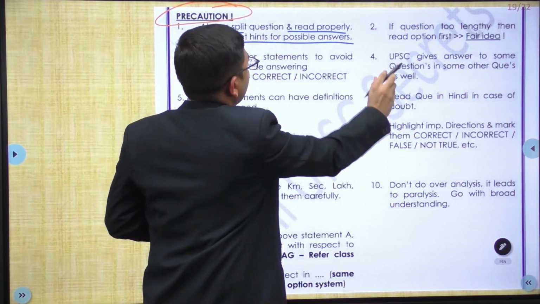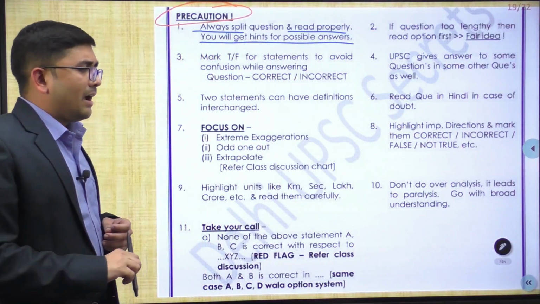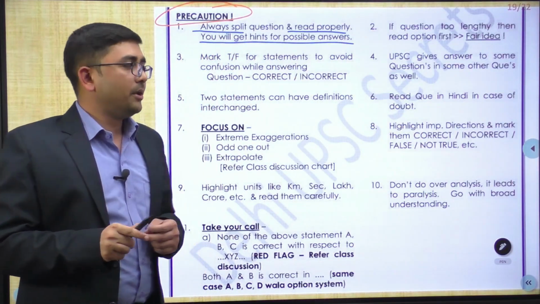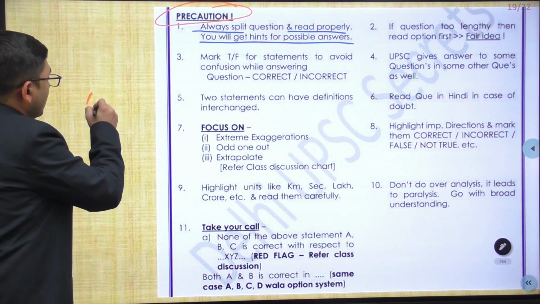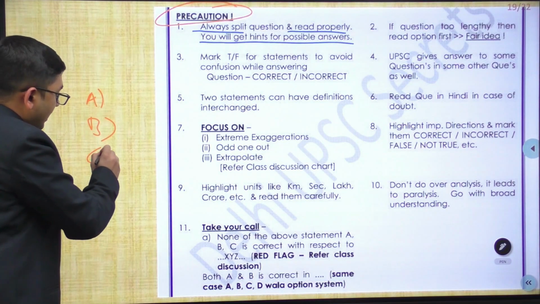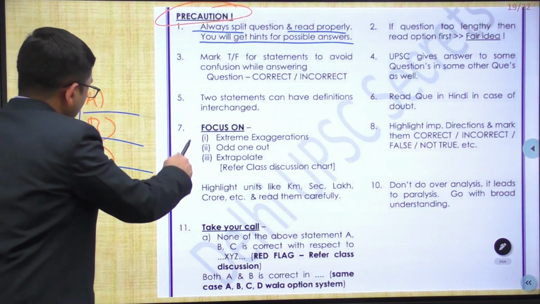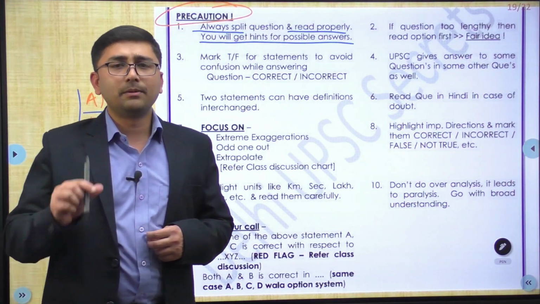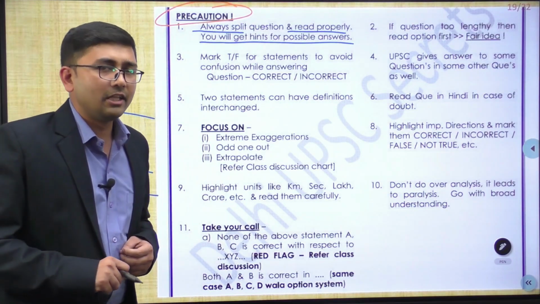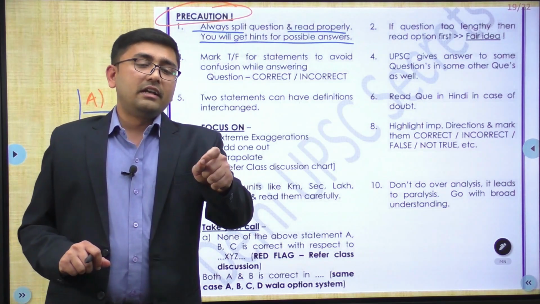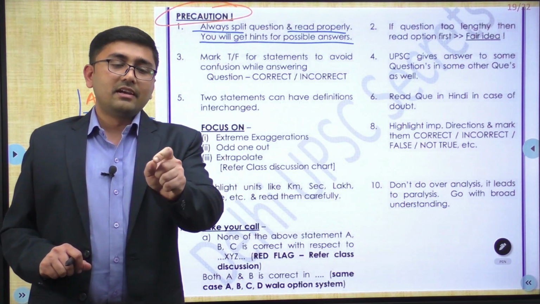You will get hints for possible answers. So I always tell students in every batch that in the prelims you will have ABCD options, and among those 4 options you will have the right answer in front of you, said by the paper setter. But the only thing you have to do is tick the right answer.